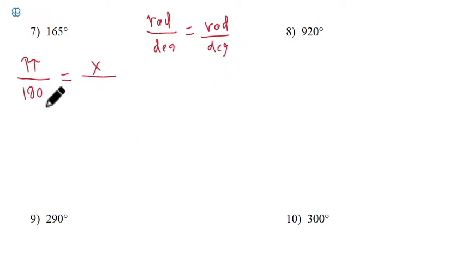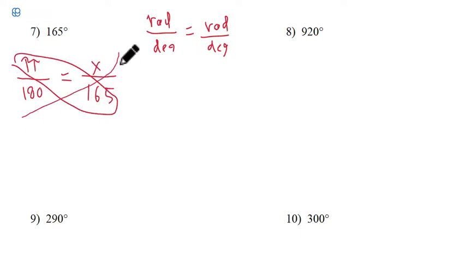Pi radians equals 180 degrees, and we use that to solve for any other degrees that we want in radians. So I'm going to put my 165 at the bottom here, and then I'm going to cross multiply. This is going to multiply by that, and then this is going to multiply by that. So I got 180x is going to be equal to 165 pi. From here, I'm just solving for x.